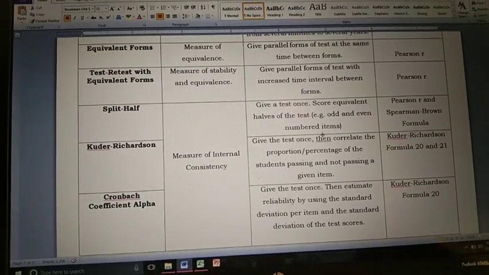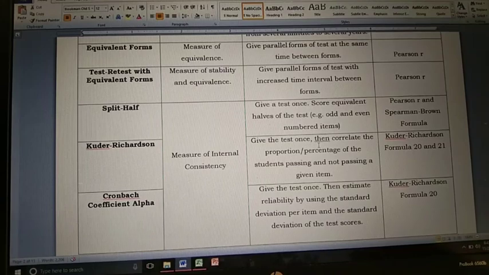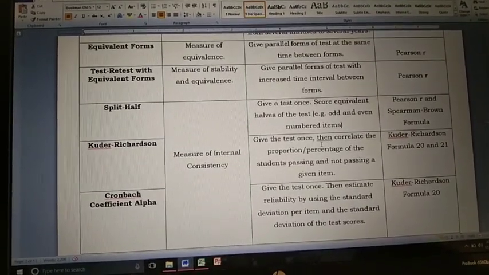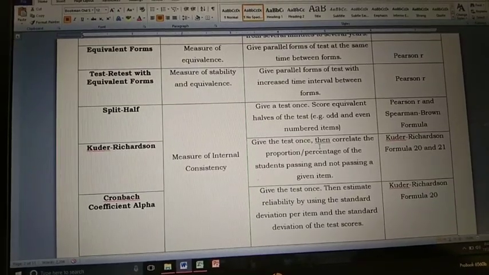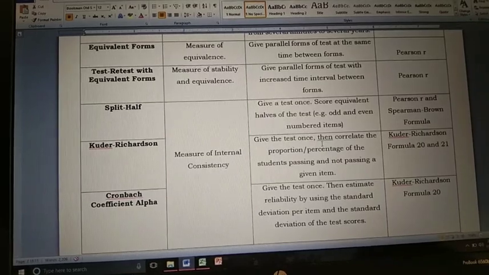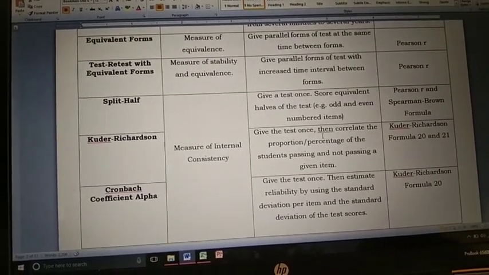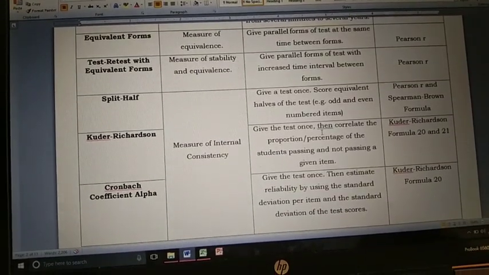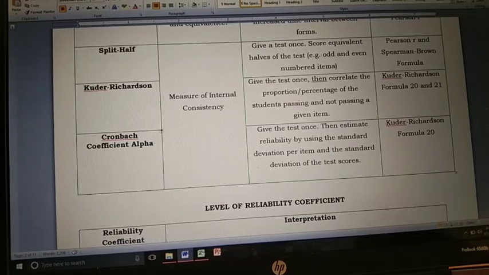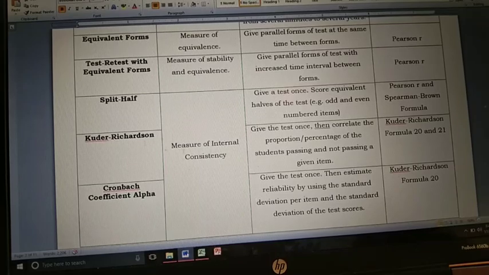And we have the Kuder-Richardson. It is also a measure of internal consistency. The procedure is to give the test once, then correlate the proportion or percentage of the students passing and not passing a given item. We are going to utilize the Kuder-Richardson 20 and 21. So 20 lang ang ating gagamitin sa ating lesson. The Cronbach coefficient alpha, hindi na natin ito i-discuss. So Kuder-Richardson lamang.